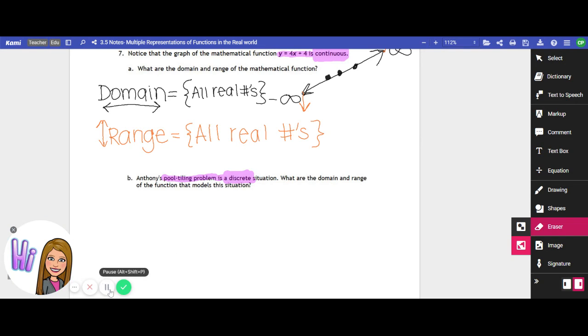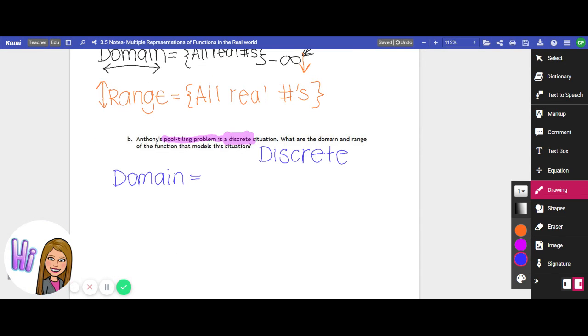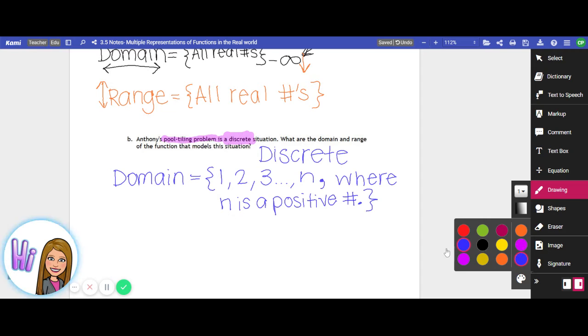So we would write that as the domain is equal to a set of numbers that starts with 1, 2, 3. It's going to keep going all the way up to an unknown number n, as long as n is a positive whole number, and then it ends the set. So pretty much any of those counting numbers: 1, 2, 3, 4, 5, 6, etc.